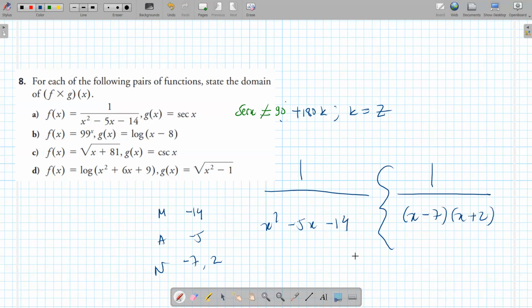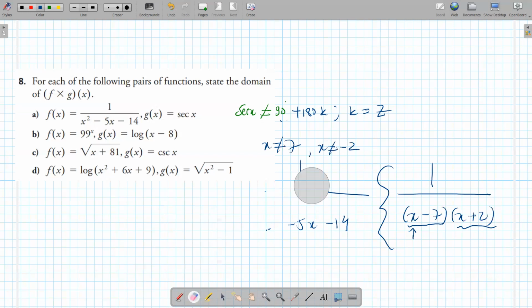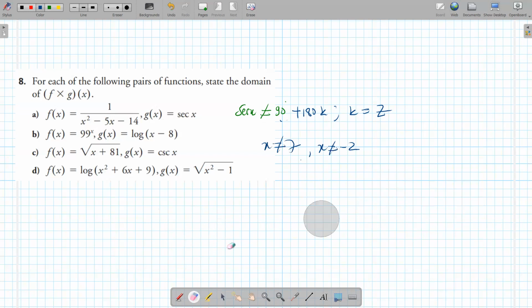You've got to remember that you can't have a 0 in the denominator. What value of x would make this a 0? 7. So x can't be 7. What about for this one? -2. So x can't be -2. So now look at this. The combined domain, okay? X can be anything. It cannot be 7. It cannot be -2. And it cannot be 90 plus 180k.